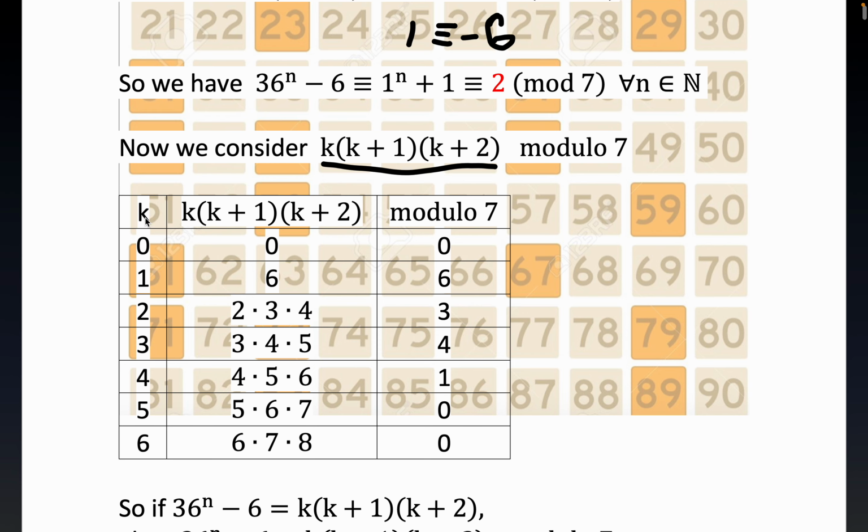And again, you could see it. It's k, and then k times k plus 1, k plus 2, reduced modulo 7. 6 is itself, modulo 7. 2 times 3 times 4 is what? Is that 6 times 24? Divide 24 by 7, you get a remainder of 3. That's this 3 right here.